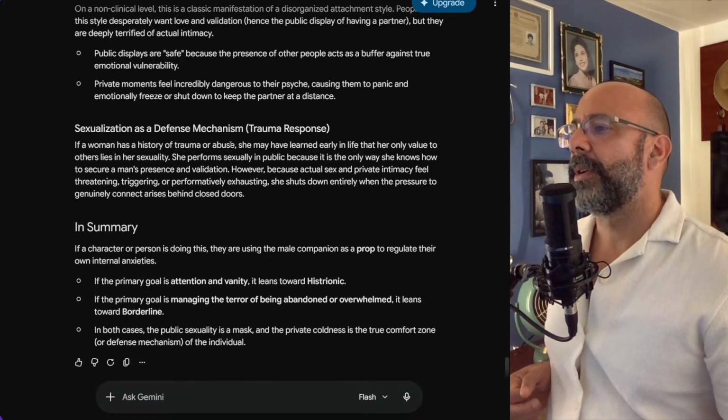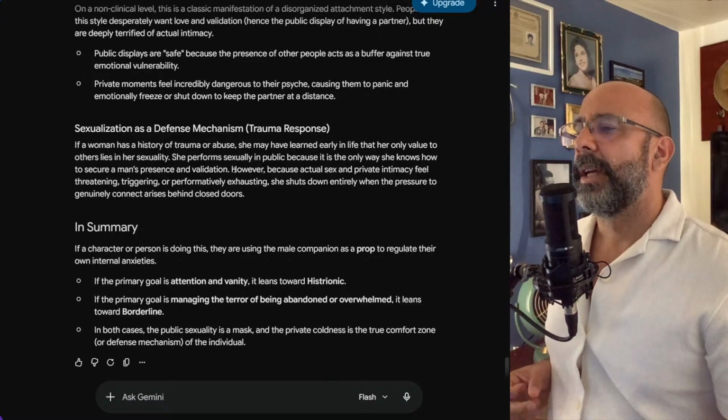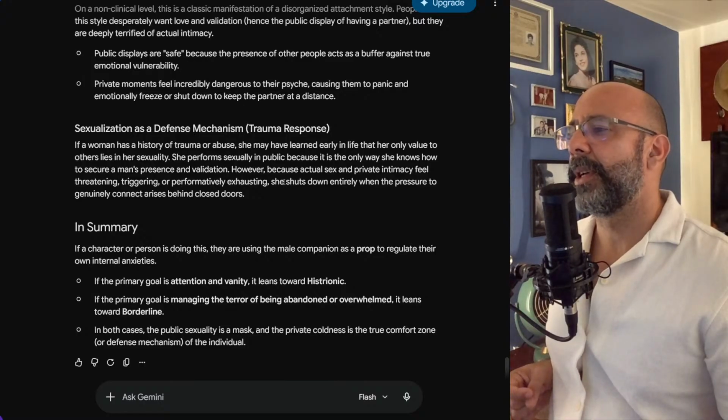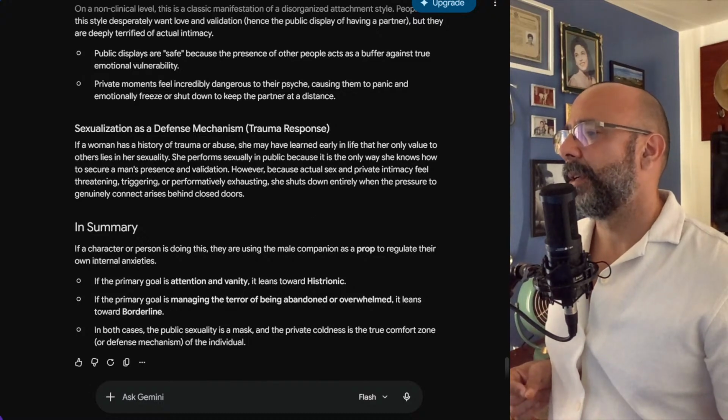If a woman has a history of trauma or abuse, she may have learned early in life that her only value to others lies in her sexuality. She performs sexually in public because it is the only way she knows how to secure a man's presence and validation. However, because actual sex and private intimacy feel threatening, triggering, or performatively exhausting, she shuts down entirely when the pressure to genuinely connect arises behind closed doors.